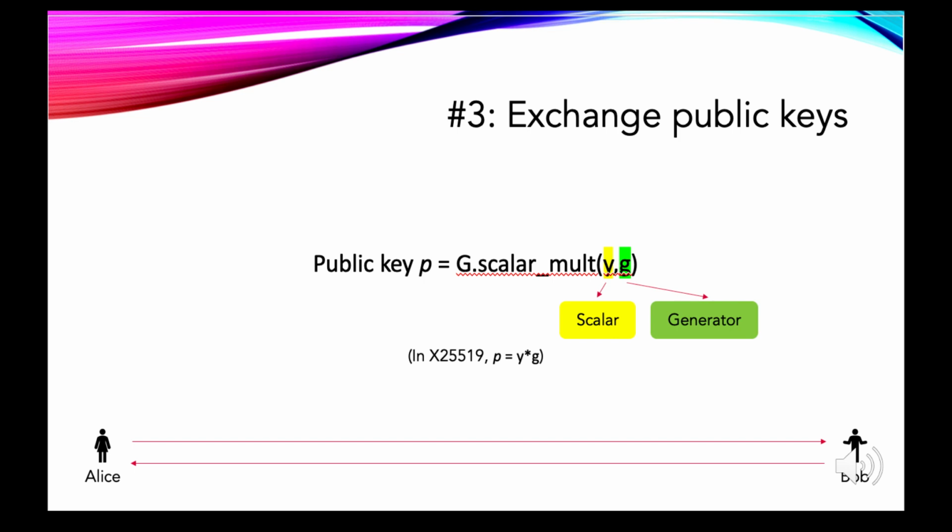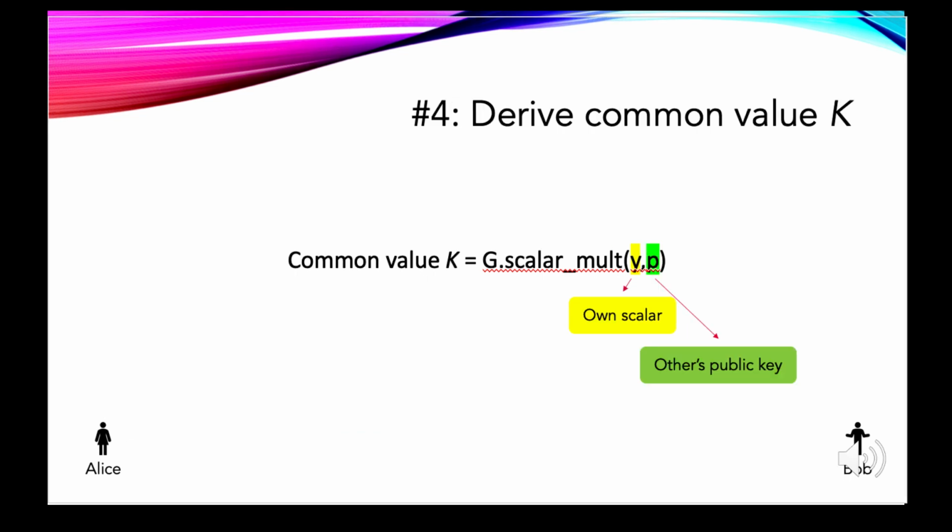Third, both parties compute the public key using the random scalars and the generator and send them to one another. Fourth, upon receiving the public keys, both parties must multiply the received public keys with their own scalars. Here, they will each get the same point in the elliptic curve group. They have computed a common value k, but this is not used as the key.